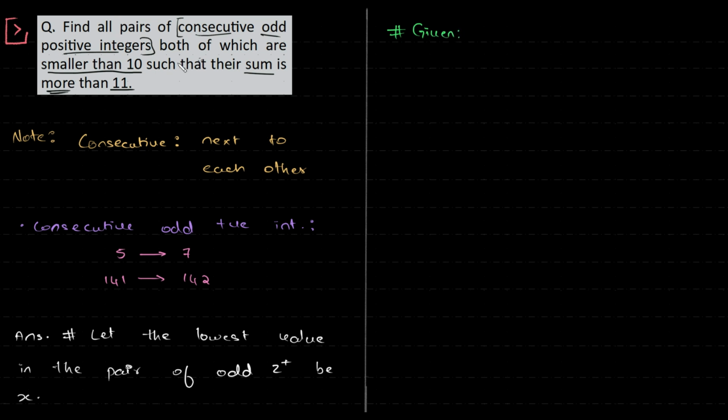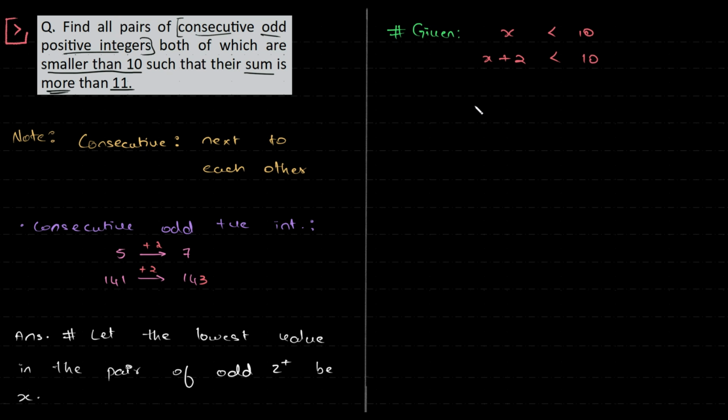So what they're told is both of which are smaller than 10. That is, x is smaller than 10, right? And what is the next number after x? Next odd positive integer. After 5, it is 7. After 141, it is, sorry, not 142, 143. My bad. How do you get this? By adding 2, is it not? So the next odd positive integer is x plus 2.